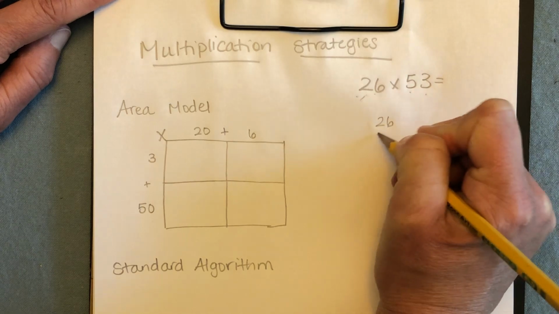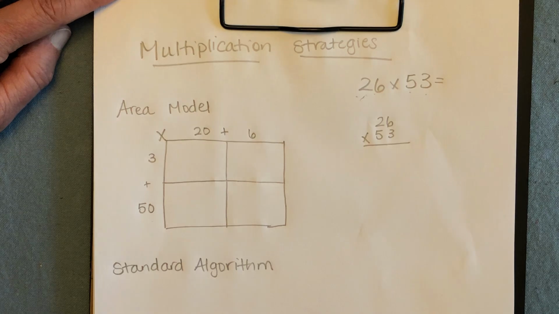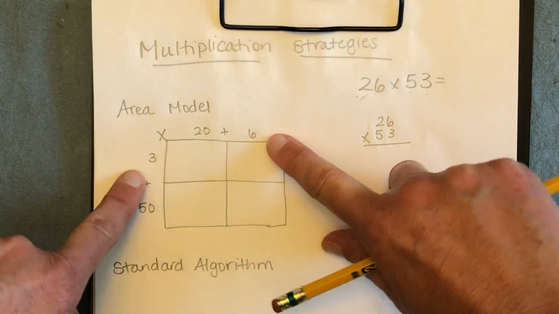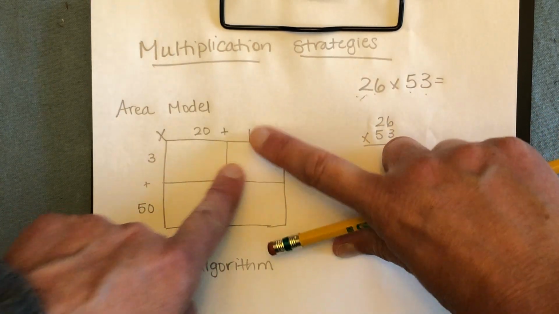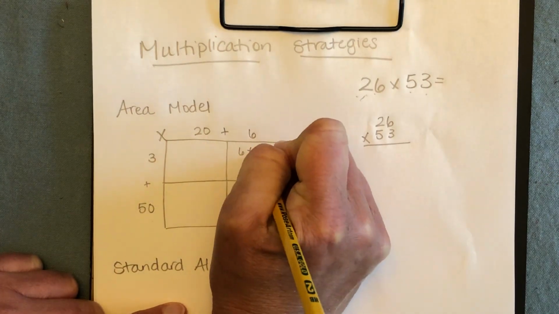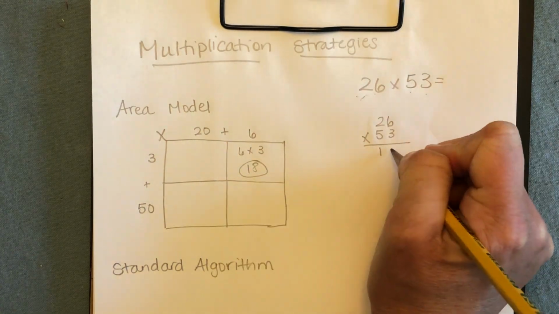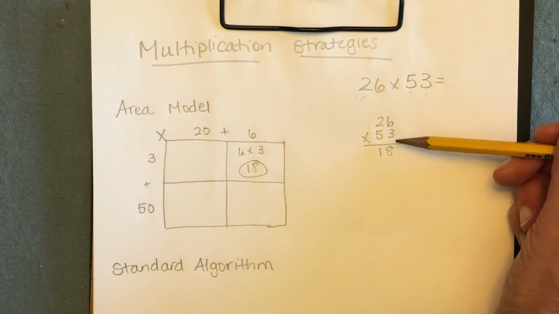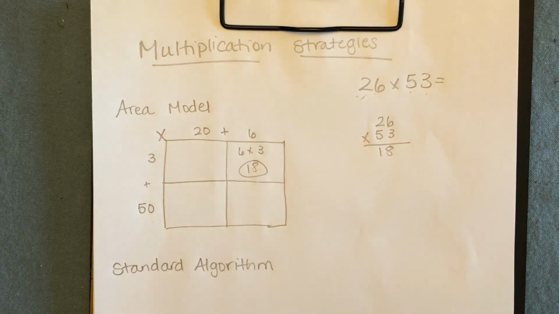So I'm going to write my problem over here, and I'm going to stack it up just like I would for the standard algorithm, then I'm going to get to work. So I actually always start over here. I'm going to take the 6 and the 3, both of my single digits, and they come together right here. And I know that 6 times 3 is going to equal 18. So I'm going to write 18 underneath my multiplication problem over here. And I'm going to make sure that I have my ones place and my tens place lined up.